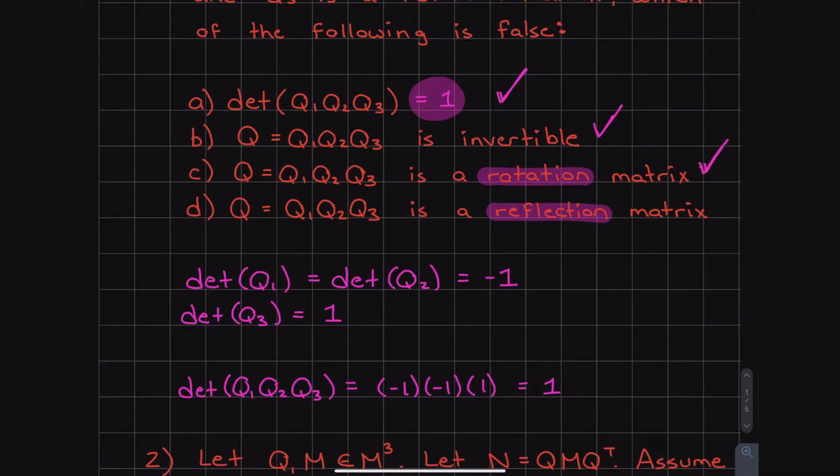If we go to part D, where it says Q is a reflection matrix, we know that this one is absolutely wrong because the determinant is equal to 1. So it's associated with rotation. If the determinant was equal to -1, then statement D would be correct. But since it's not, we can conclude that the false one here is going to be D right there.